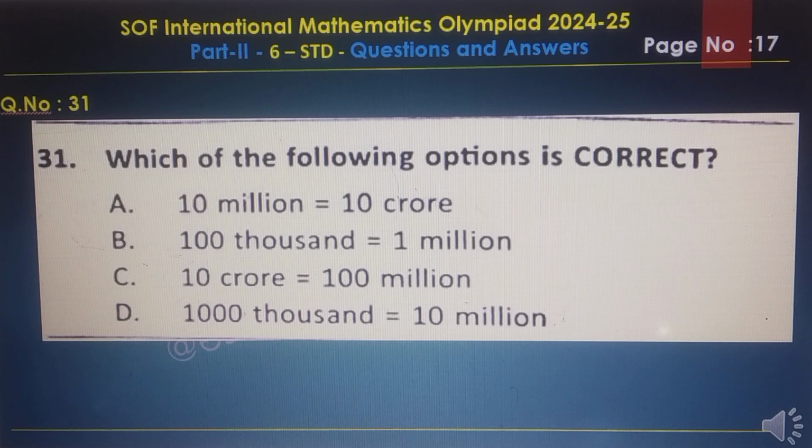Question number 31. Which of the following options is correct? A, 10 million equals 10 crore. B, 100,000 equals 1 million. C, 10 crore equals 100 million. D, 1000 thousands equals 10 million.